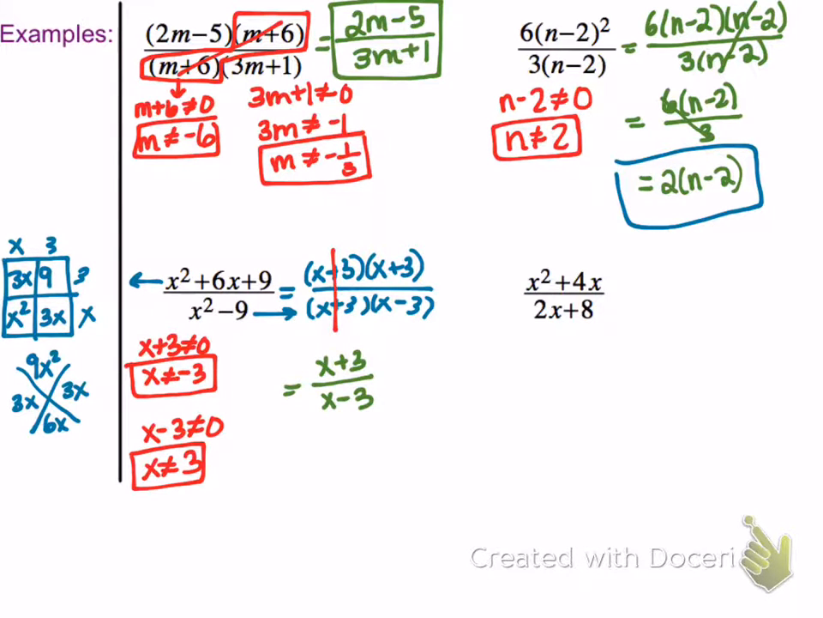Okay, I'm going to go ahead and divide those x plus 3's to get a 1, and then all I'm left with is x plus 3 over x minus 3. Don't cross anything else out, as tempting as it is. You cannot do it, so just leave it there.